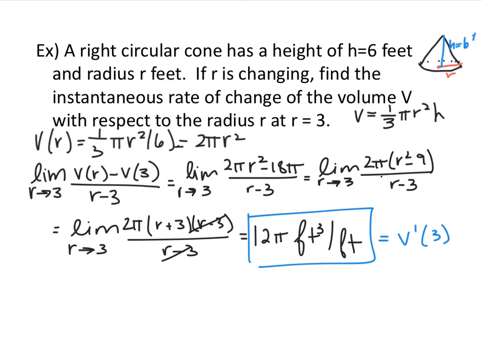So you end up with 12 pi feet cubed per foot. So the volume is increasing at 12 pi feet cubed every time the radius increases by 1 foot. So this is the average rate of change, or excuse me, the instantaneous rate of change of the volume when the radius is at 3 feet, which we call v prime of 3. So this has been derivatives and difference quotients and tangent lines, which is a fundamental part of calculus.